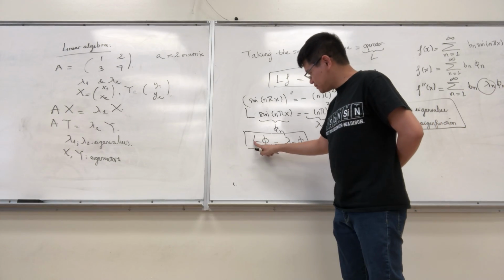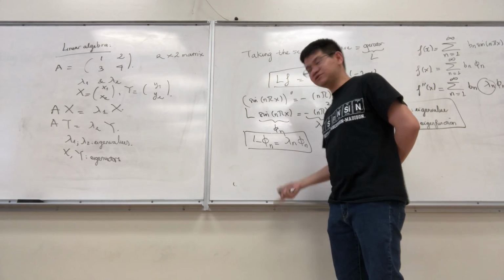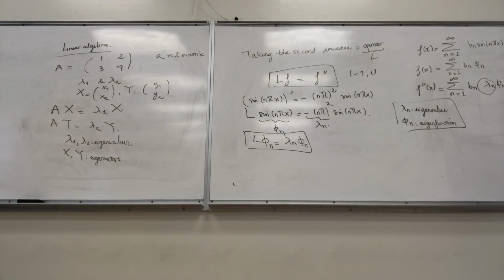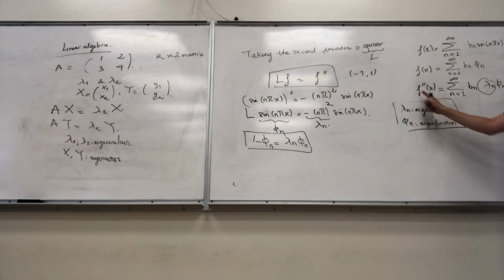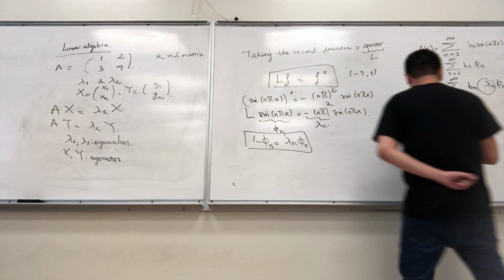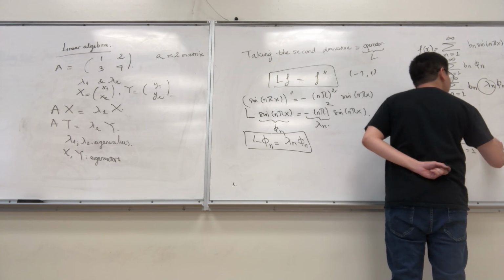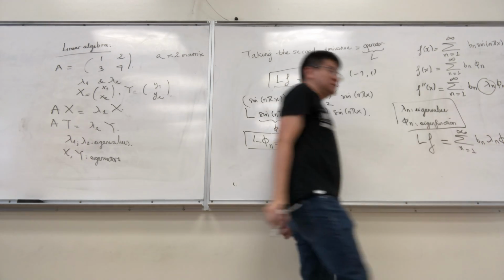If you take the operator L on this phi n, which is an eigenfunction, you're going to have lambda n phi n. And this fact is powerful because when you have f(x) as the sum, with n going from 1 to infinity, of bn sin(n pi x), you take the second derivative, all right? When you take the second derivative, you're going to have the same series except a new factor, which is the eigenvalues. So here, because I have f second, I'm going to write Lf is equal to the sum, n going from 1 to infinity, of bn lambda n phi n. All right?